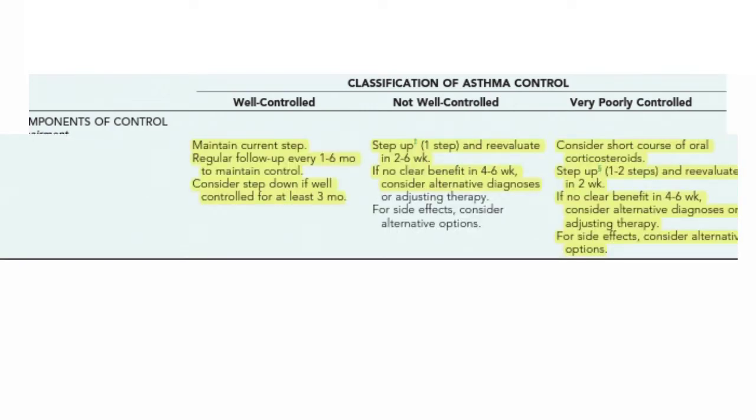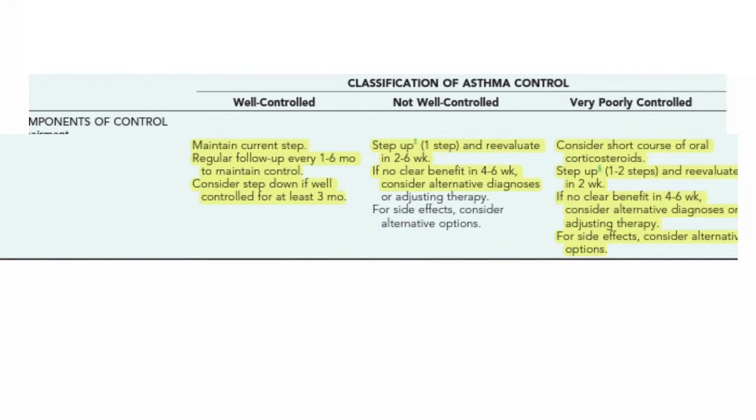So what will you do as per control classification? In well controlled, you will maintain the current step. Regular follow-up is done every 1 to 6 months to maintain the control, and consider step down if well controlled for at least 3 months.